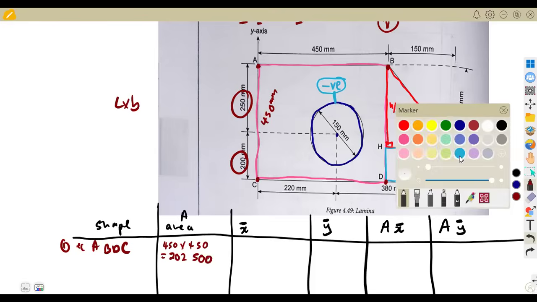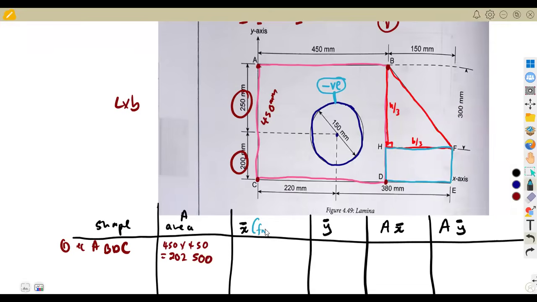Remember, X is the distance from where? From the Y-axis. And this one is from the X-axis. So from the Y-axis, going this side is going to be half. It's a rectangle, guys. We talked about this. We said it's going to be base over 2. So the X value is going to be 450 over 2. This side is 450, so 450 divided by 2 is 225. So this will be 225.